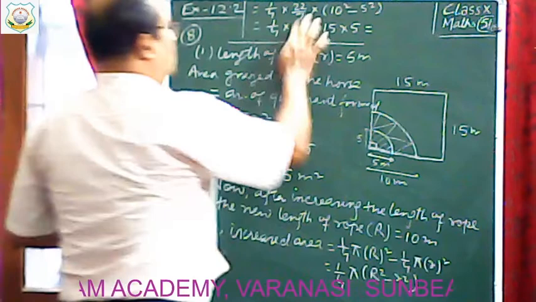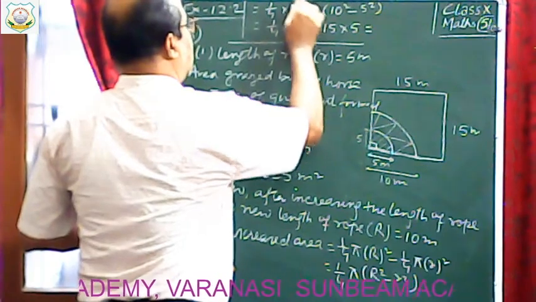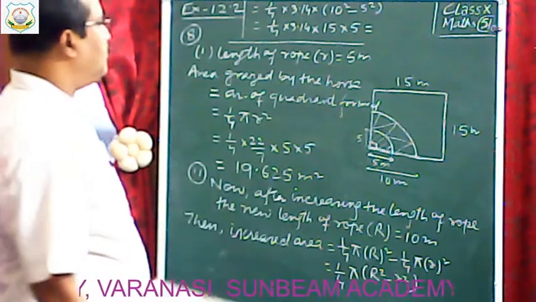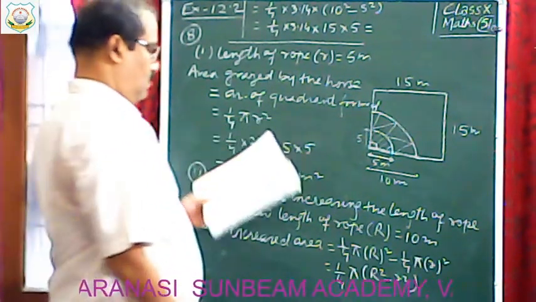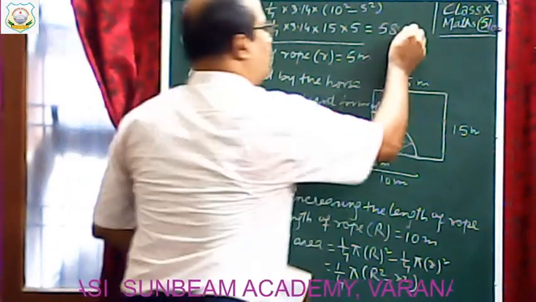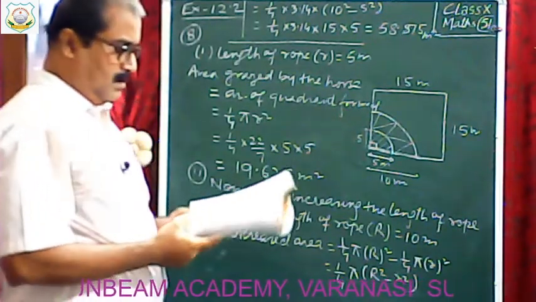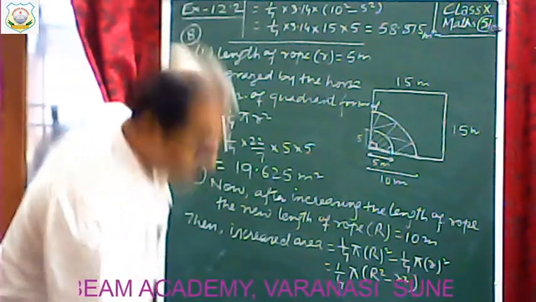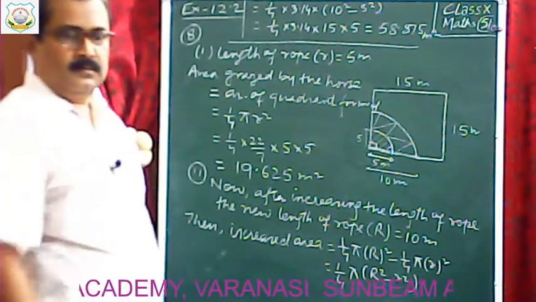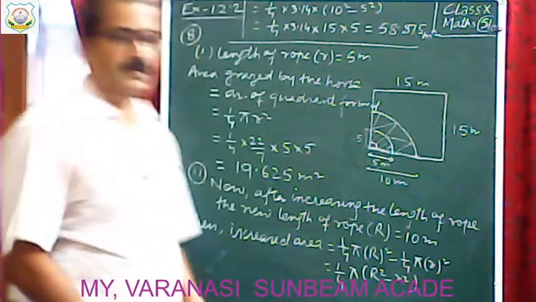Now you have to use 3.14, it is given. Use pi equal to 3.14. Okay, that is 58 point how much, 875 meters square. Okay. This much you have to do only. Thereafter you have to proceed. So the questions are there afterwards.